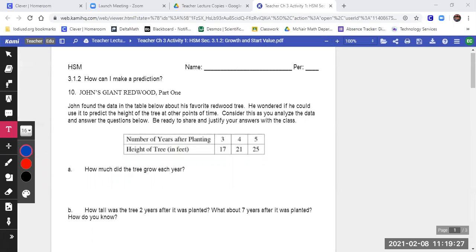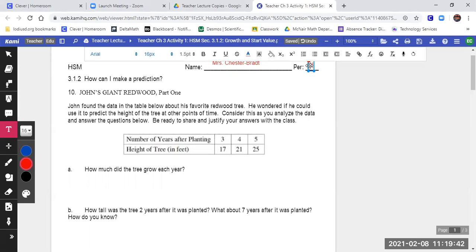Okay. So like I said, this is stuff we've already worked for. We worked with tables already. So I think I'll be ready. Type my name. Put that it's period 3. Okay. I'm working in red.